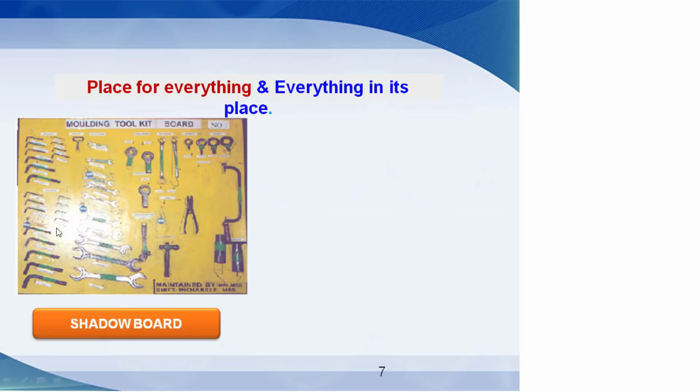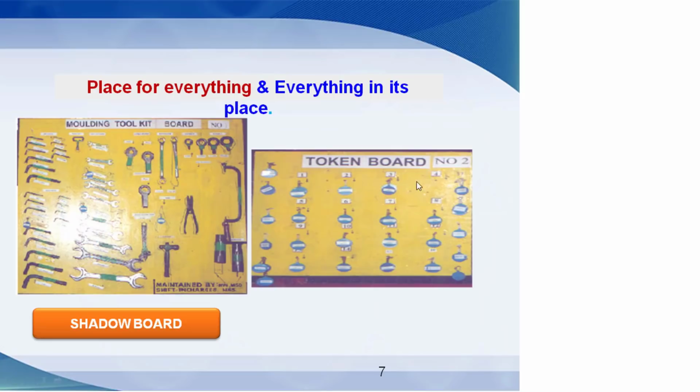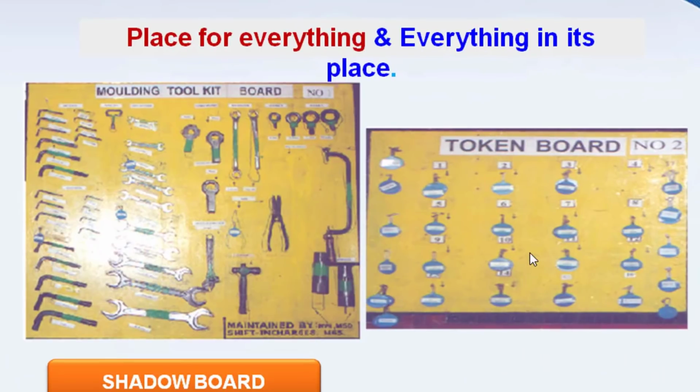Here you can see a shadow board, which is very commonly used in manufacturing companies for keeping tools used for production, maintenance activities or toolroom activities. And this is an example of a token board, which has names of personnel working in various important departments like maintenance and toolroom. Let's now understand the use of the shadow board and token board with an example.